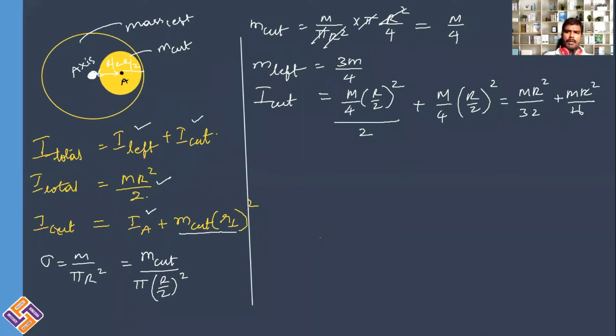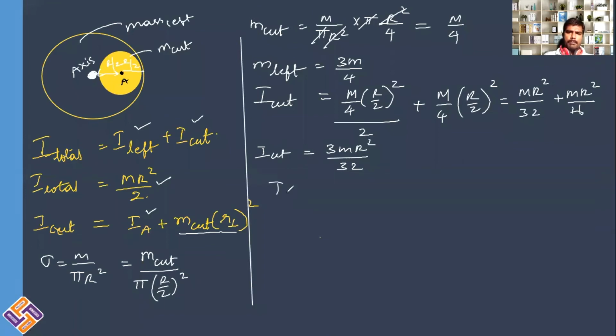This is mr square by 16 and mr square by 32. This is what you can write. I cut is equal to 2 plus 1, 3 mr square divided by 32. This is the moment of inertia of the cut portion. Okay, we have calculated the moment of inertia of the cut portion.